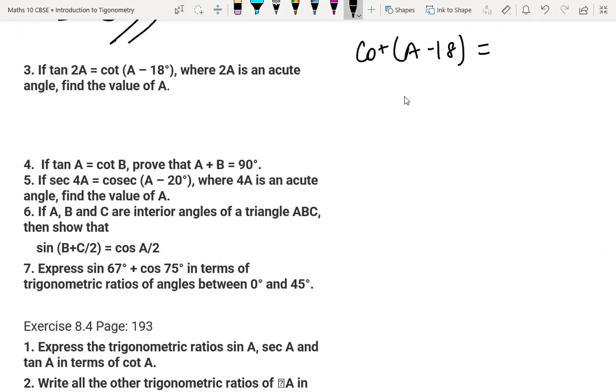Sir, convert the tan into cot and then solve it from there, which are inside the brackets. Exactly. We can write tan 2a is equal to cot A minus 18. See, either you convert both into the same, both into cot or both into tan. Okay. So what we can do here, tan 2a we can write as cot 90 minus 2a. Can we write like this?